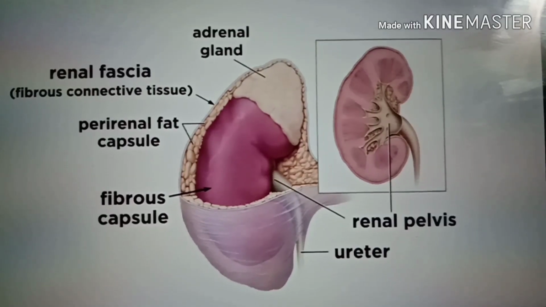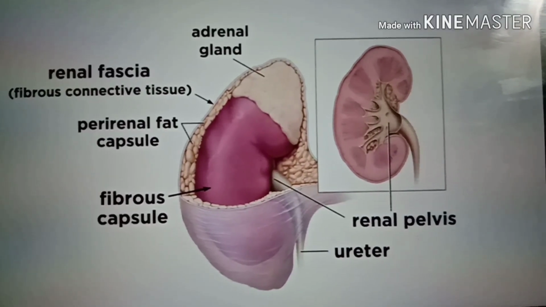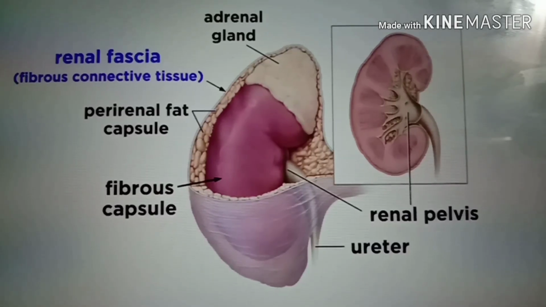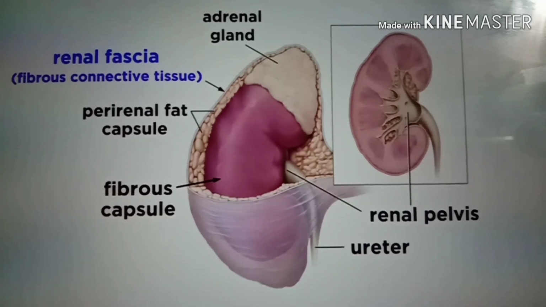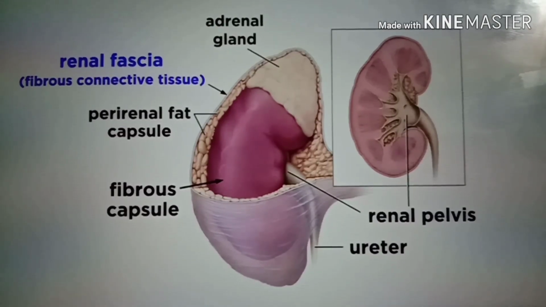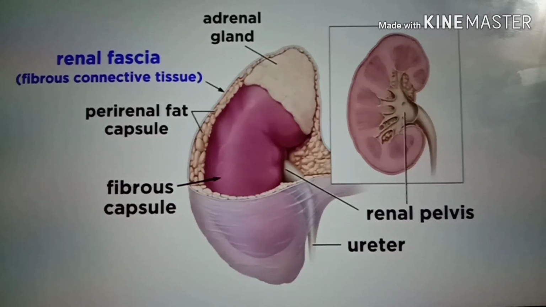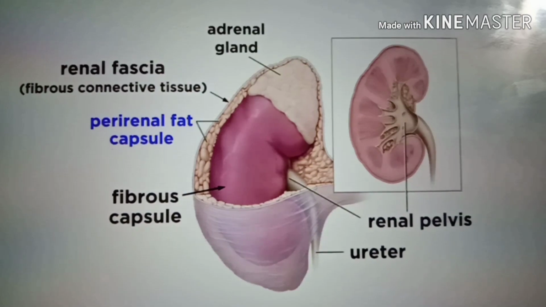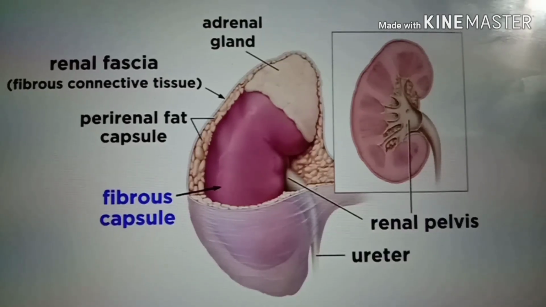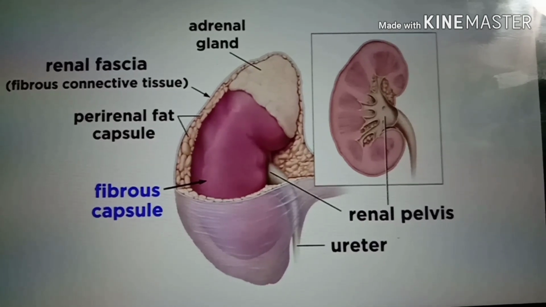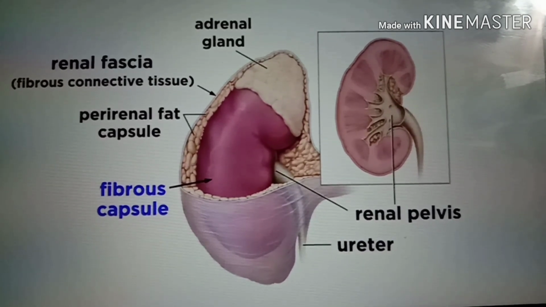Supportive tissue surrounds each kidney. This is made of 3 layers. The outermost is the renal fascia, dense fibrous connective tissue that secures the kidneys in place. Then the perirenal fat capsule that cushions, and then the fibrous capsule that prevents infections from spreading to the kidney.